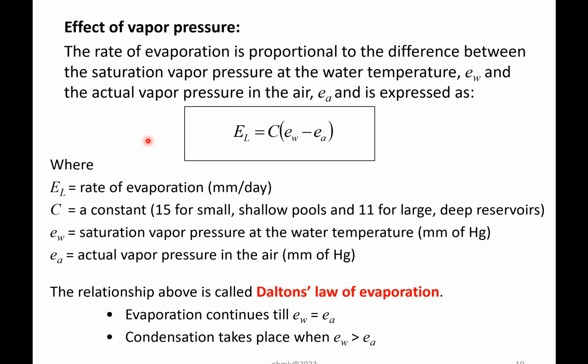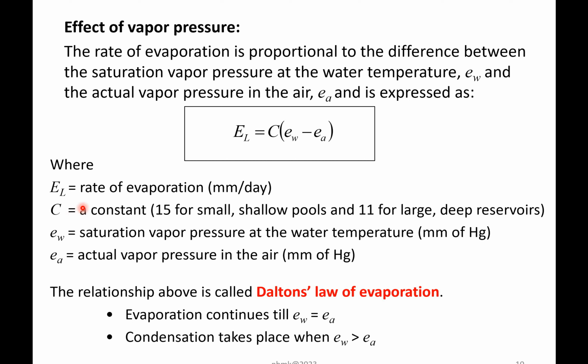Okay, and then there's also this effect of vapor pressure on evaporation. Usually the rate of evaporation is proportional to the difference between the saturation vapor pressure at the water temperature, which is denoted by EW, and the actual vapor pressure, which is denoted by EA, and it can be expressed like this. You can estimate the rate of evaporation by having these two terms.